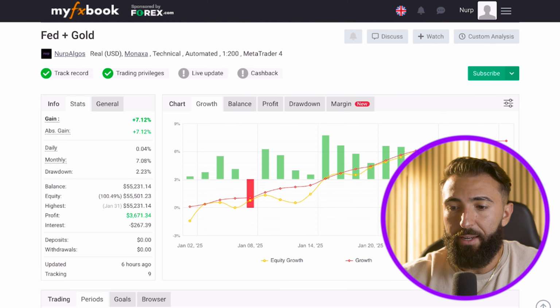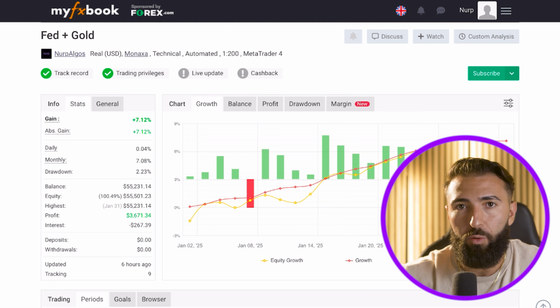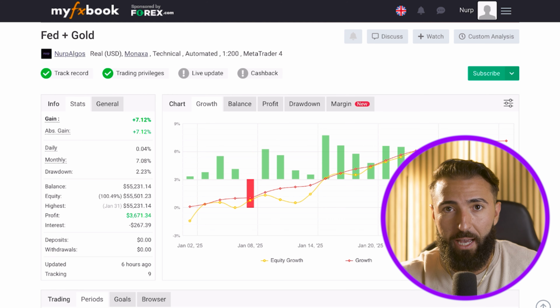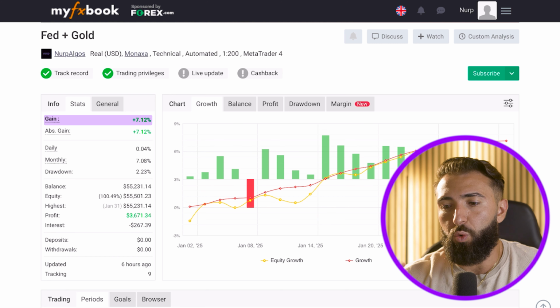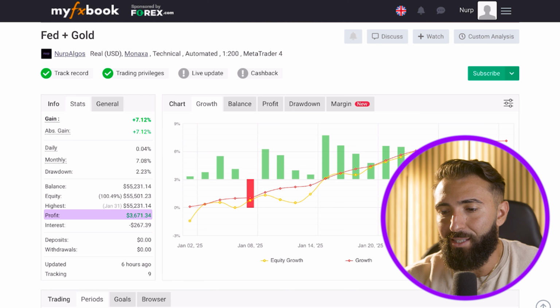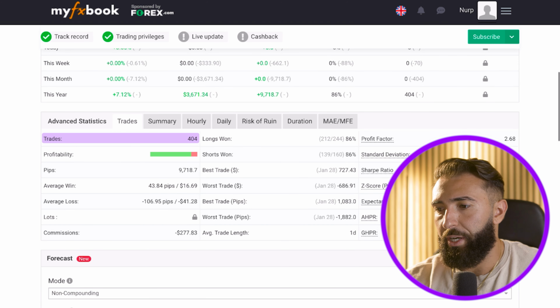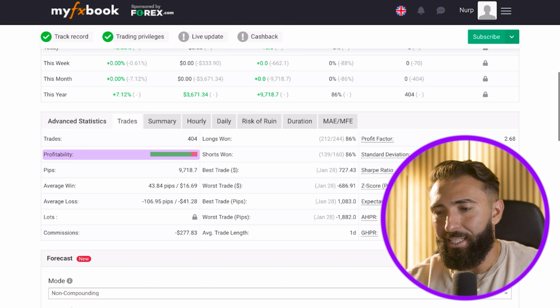Next in line after the Fed is the Fed plus Gold. The cool thing about these licenses is you can actually attach more than one on the same account. If you don't know, click this video and you'll see my account, which is the Dalio attached with the Gold, and you can see how it's performing. For the month of January, this algorithm did a 7.12% gain, and its max drawdown was 2.23%. It did a total profit of $3,671. If we scroll down, it took 404 trades. It had a profit factor of 2.68, and its profitability was 87%.